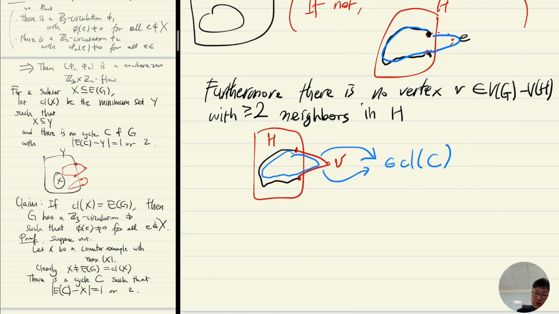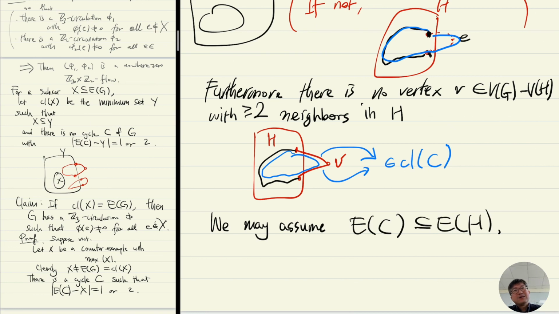Now, we may assume that E of C is a subset of E of H, because, well, if you have a cycle outside of H, even if you delete it, you still have a closure covering H. So we can assume that, right? Why not? Just by removing unnecessary cycles.